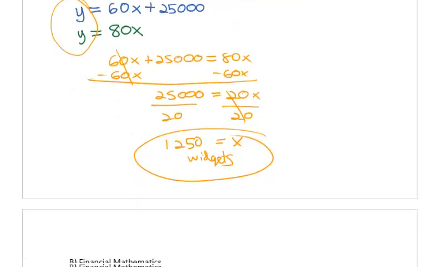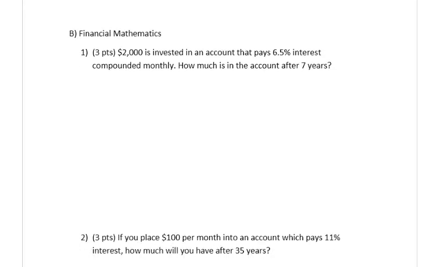From here, we moved on to the financial math problems. Problem number 1 is an investment of $2,000. It's a one-time lump sum investment. The lump sum investment is A equals P times 1 plus r over n to the nt. $2,000 is the present value. The interest rate is 0.065, compounded monthly, so n equals 12, and time is the 6 years.